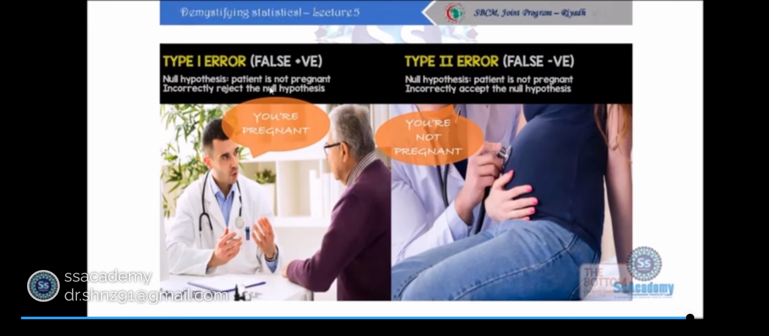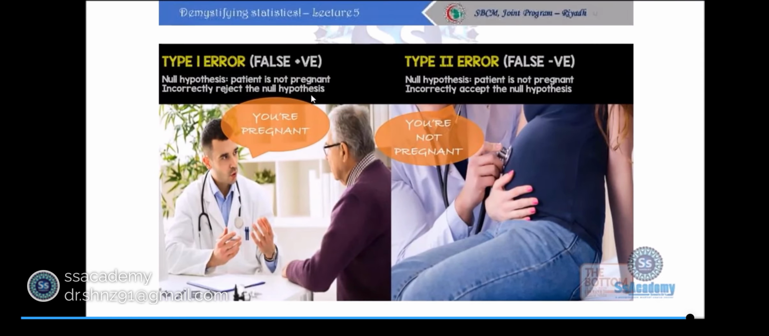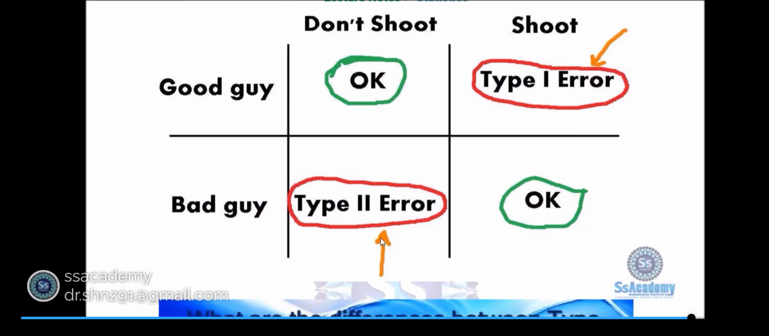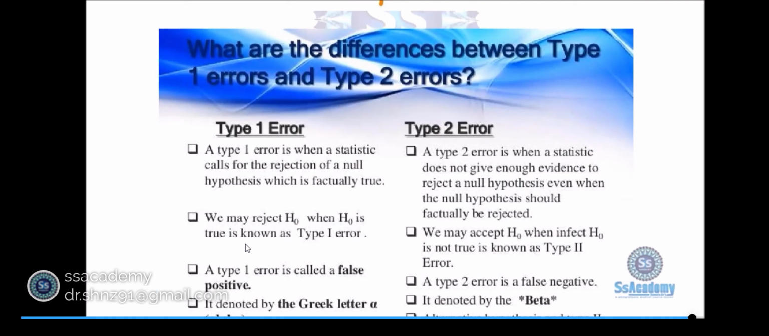Null hypothesis: the patient is not pregnant. Incorrectly rejecting the null hypothesis is a type 1 error. Null hypothesis: the patient is not pregnant. Incorrectly accepting the null hypothesis is a type 2 error. Here is also the same idea. The type 1 error: the good guy, shoot. The type 2 error: the bad guy, don't shoot. What is the difference between type 1 and type 2?